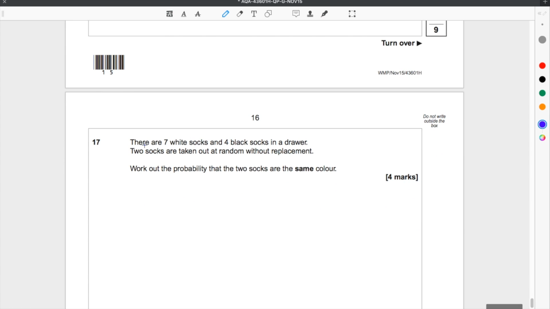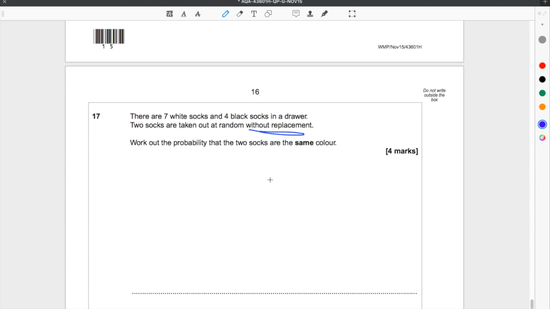And finally, question 17. There are 7 white socks and 4 black socks in a drawer. 2 socks are taken out at random without replacement, and that's the key point there. Work out the probability that the 2 socks are the same colour. So this is a probability tree diagram we're going to have to draw. And 2 socks are taken. So we'll write up here 1 and 2, representing the first sock and the second sock.